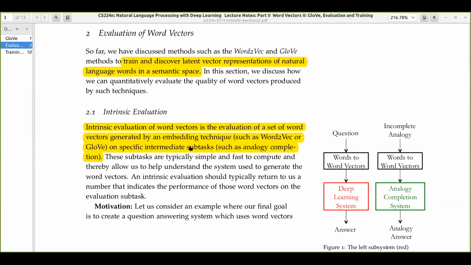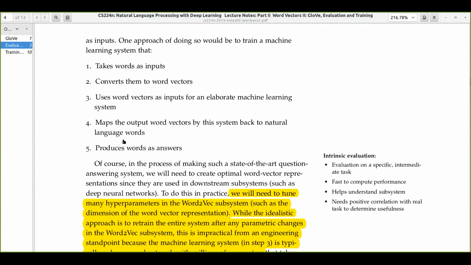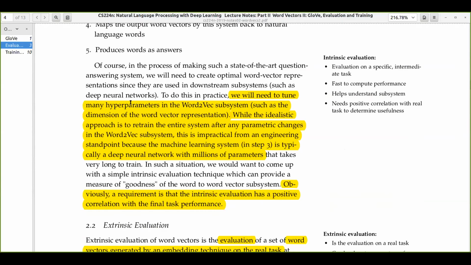If that's not the case, maybe we have to get some more data or maybe train the model for more number of steps, depending on how good or bad the word embeddings are. So this is one way of evaluating, which is intrinsic evaluation. And another one is extrinsic evaluation.